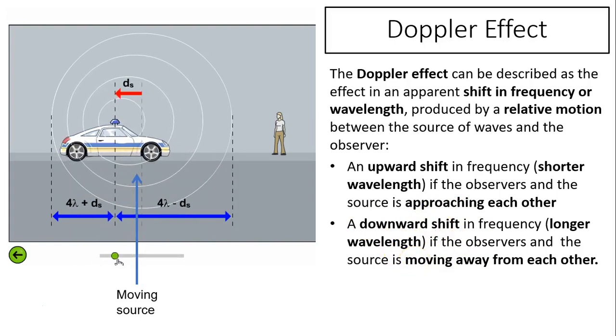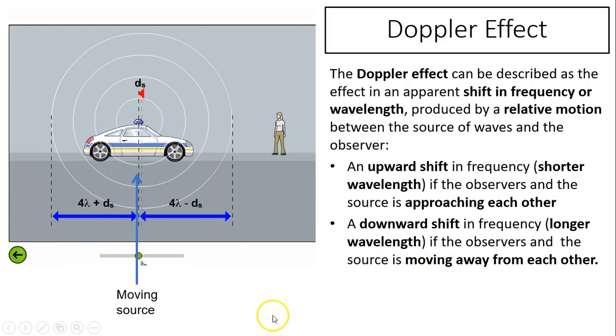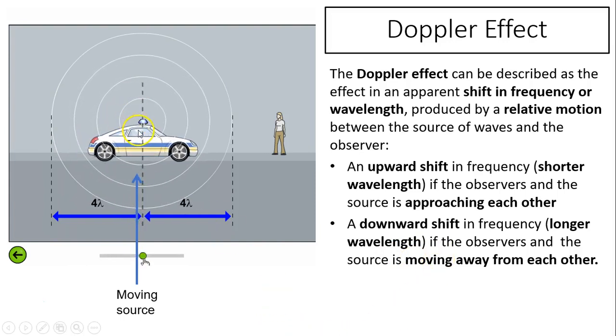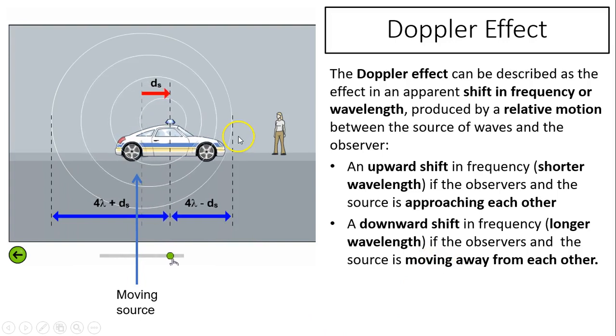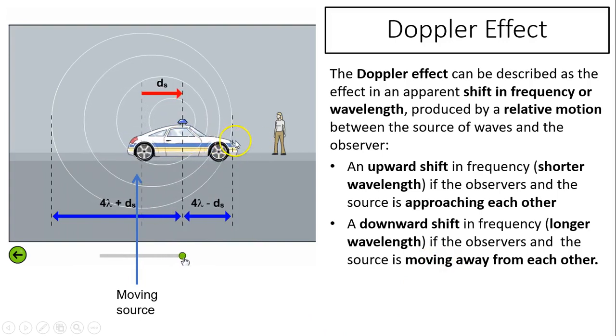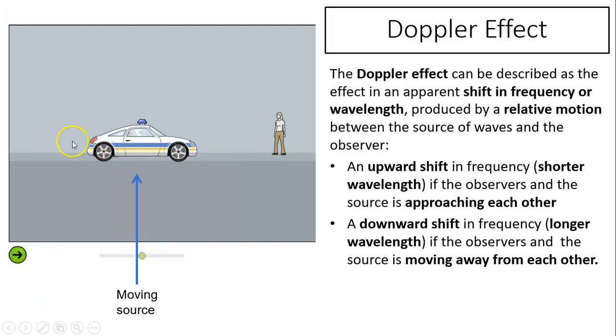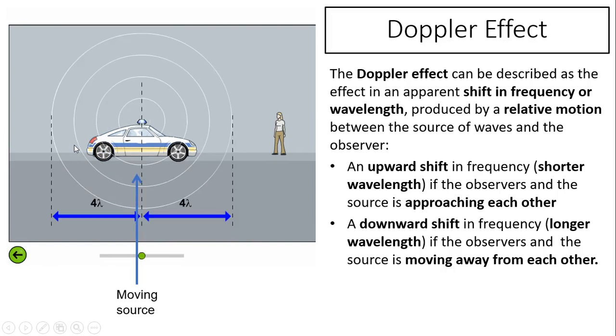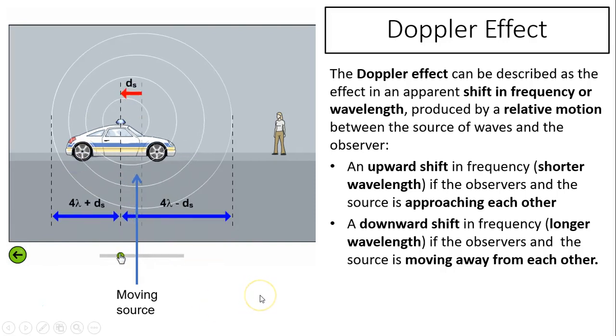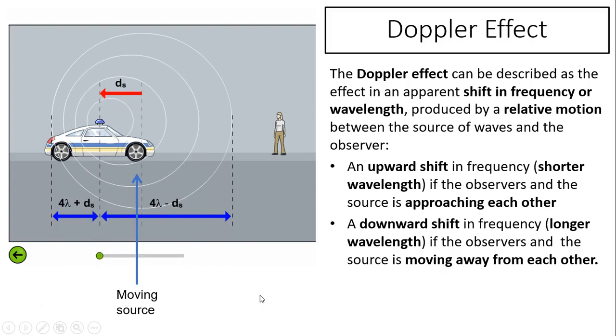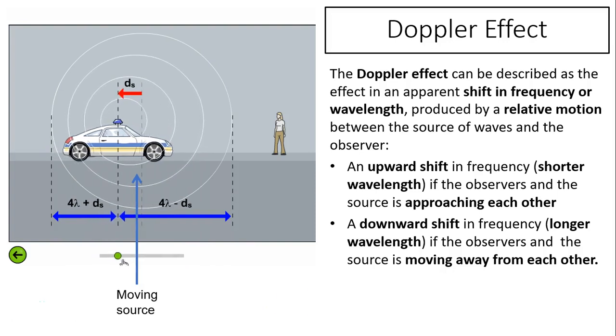I'm talking about the tone, not the loudness. As it comes toward you, two things happen. It's getting louder and louder. Also, the pitch is getting higher and higher. As it goes away from you, the pitch is getting lower and lower, and the sound is getting softer and softer. So there are two things. Doppler effect is the pitch, not the loudness of the sound.